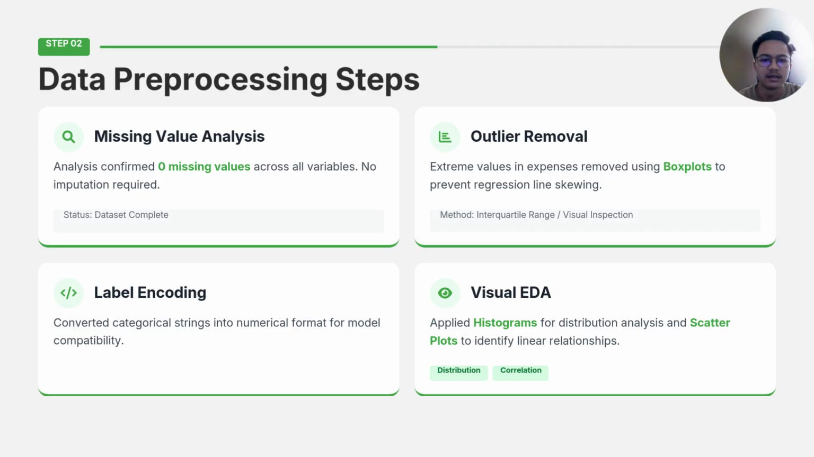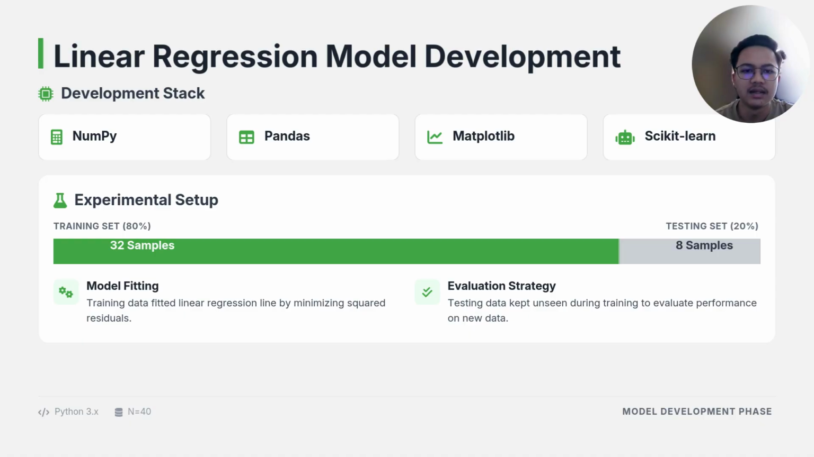Next slide is data pre-processing step. To ensure accuracy, we use box plots to identify outliers. Outliers are extreme values that can pull the regression line away from the true average. By identifying and managing these, we ensure our model remains robust and isn't skewed by one or two students with unusual spending habits.